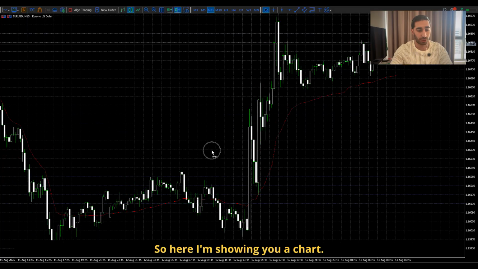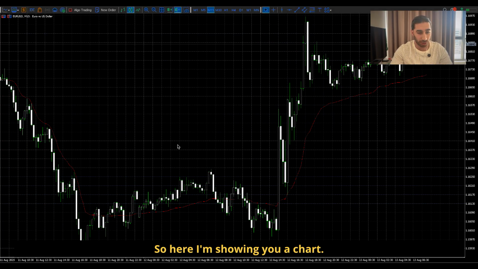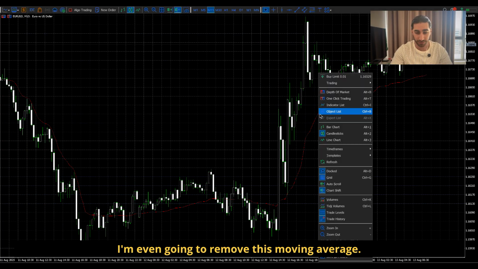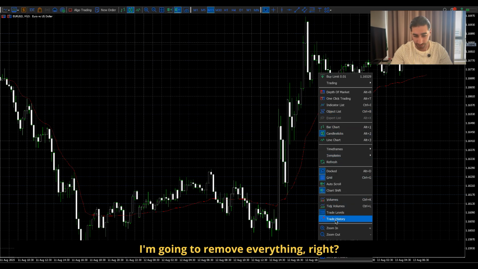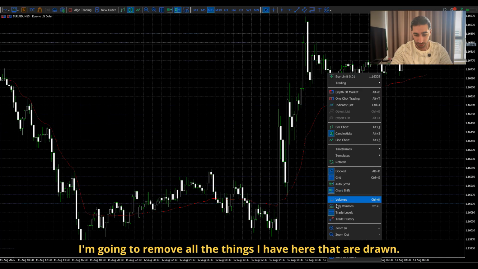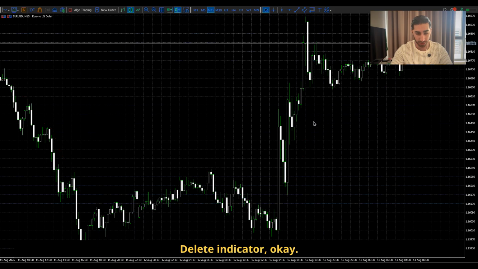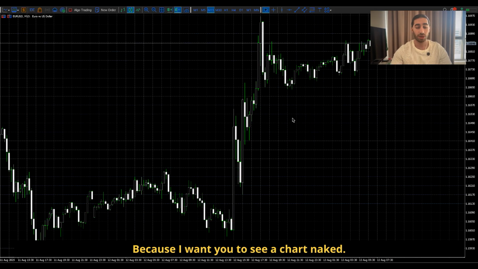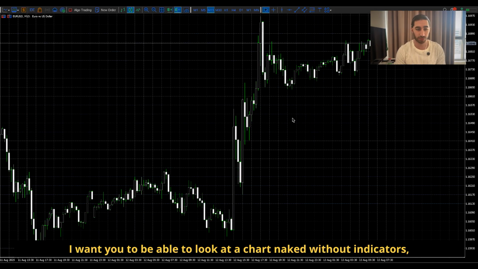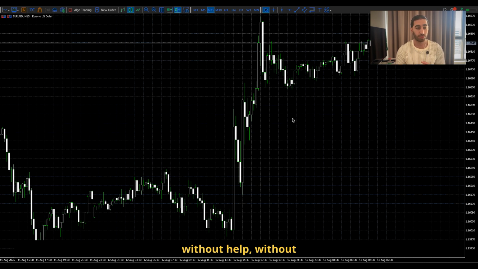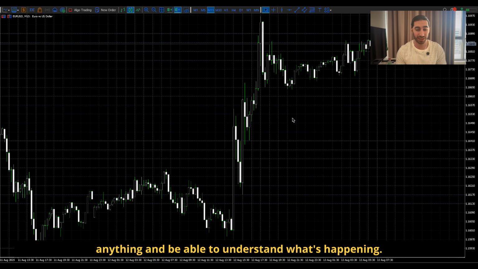Okay, so here I'm showing you a chart. I'm even gonna remove this moving average. I'm gonna remove everything, all the things I have drawn here. Delete indicator. Okay, because I want you to see a chart naked. I want you to be able to look at a chart naked, without indicators, without help, without anything, and be able to understand what's happening.